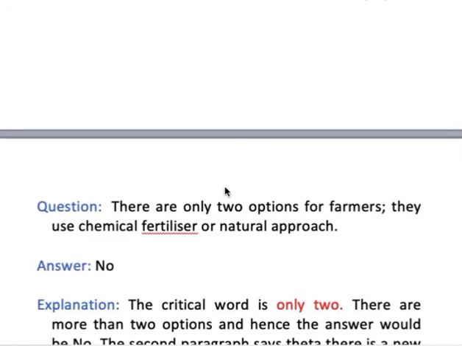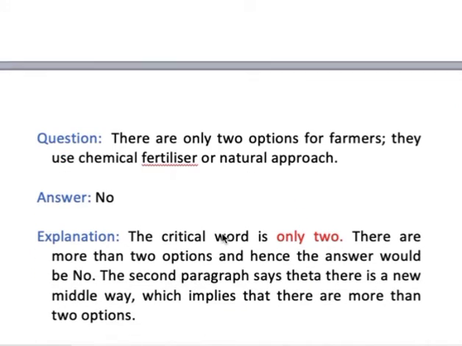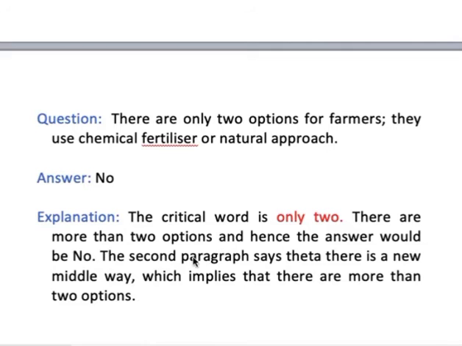So, question is, there are only two options for farmers. They use chemical fertilizers or natural approach. Answer is no. The critical word is only two. There are more than two options, and hence the answer would be no. The second paragraph says that there is a new middle way, which implies that there are more than two options.